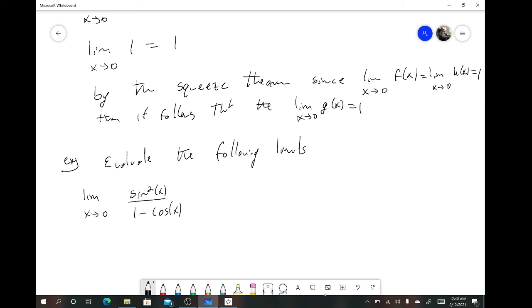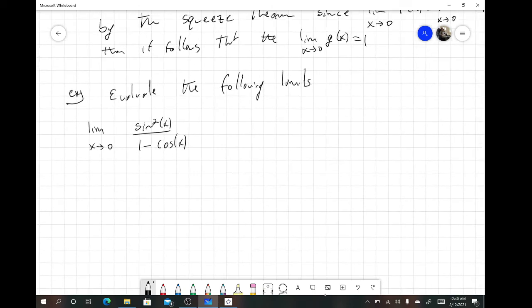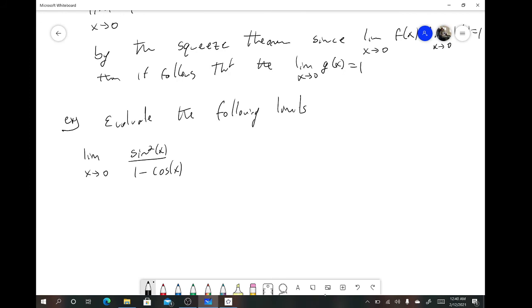So here we have a very particular situation. We have a rational function where the numerator is a trigonometric function and so is the denominator. So we have to recall some more facts from pre-calculus, and one of the facts that we have to recall is the trigonometric identity, the Pythagorean identity for trigonometry. So that's sine squared of x plus cosine squared of x equals 1.